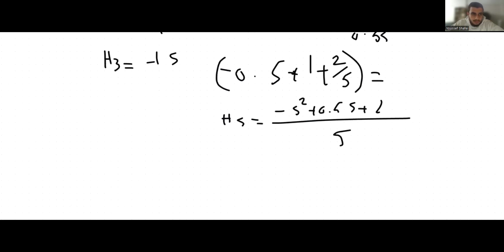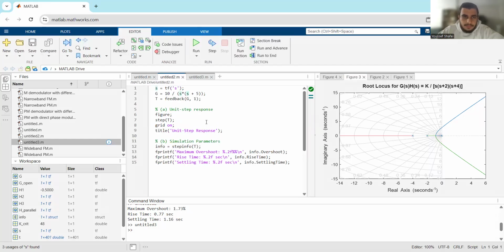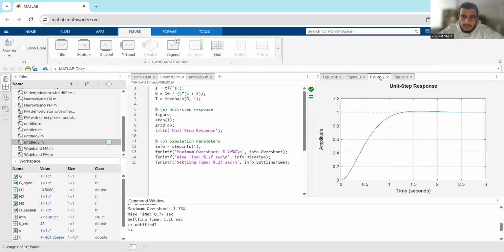So it acts as a parallel PID. I'm going to show it in MATLAB. This is the code and this is the graph for the unit response.